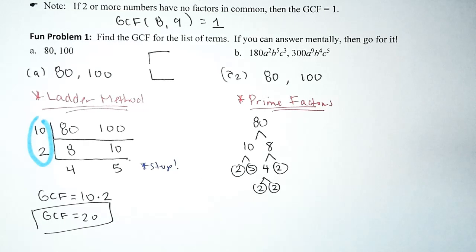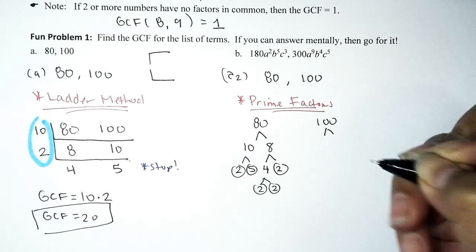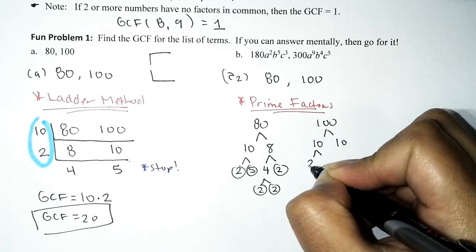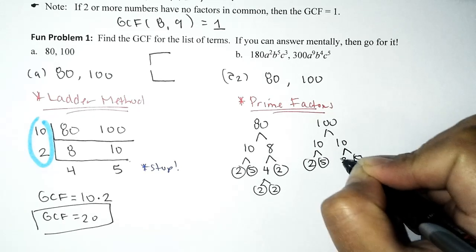Okay, so let's go ahead, branch out the 100, and then we'll summarize our results. Then we'll write each number as a product of prime factors. So we have 100. There's different ways to write it. I'll go with 10 times 10. We branch out the 10. That'll be 2 times 5. We branch out the other 10. That is 2 times 5.